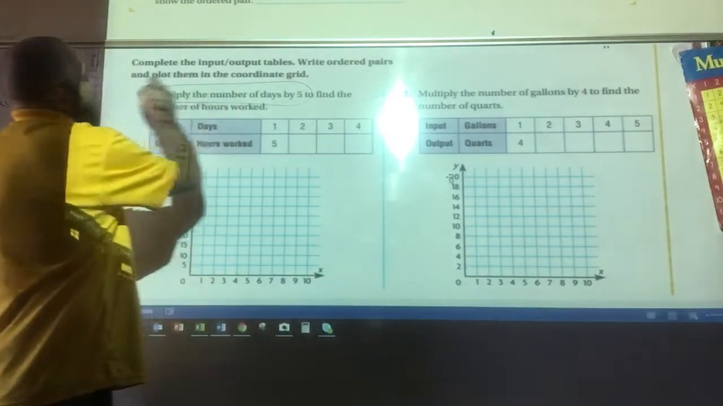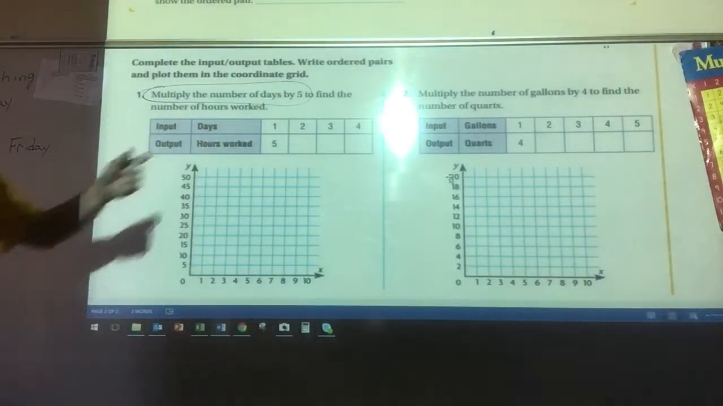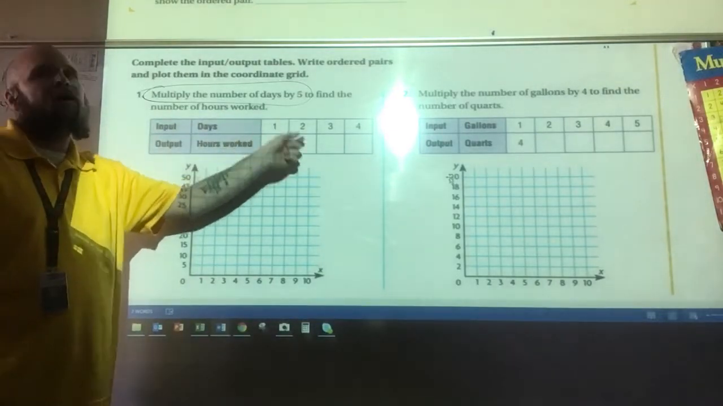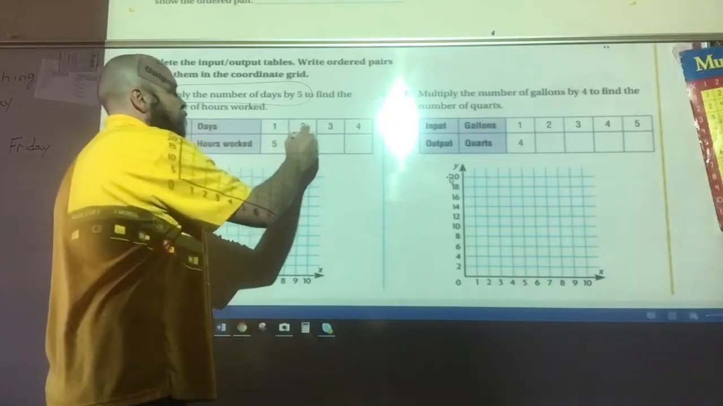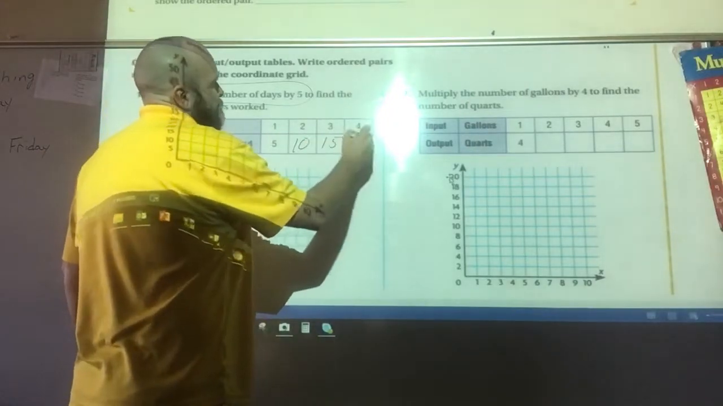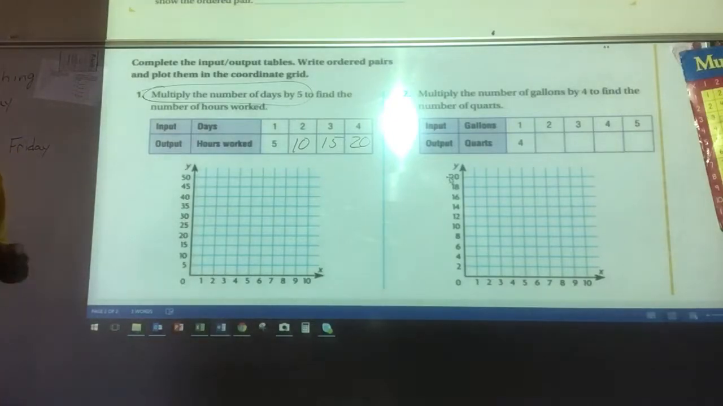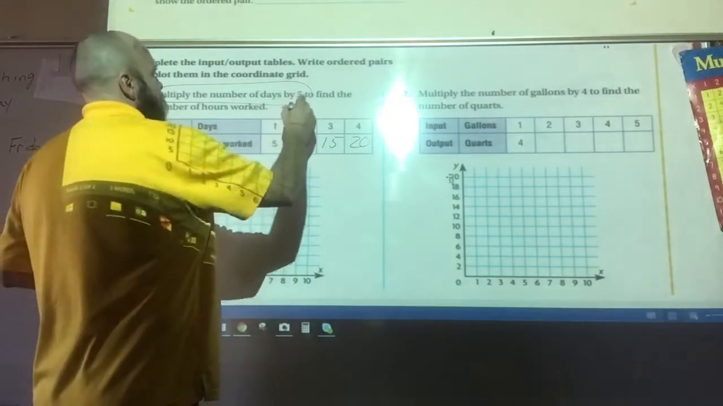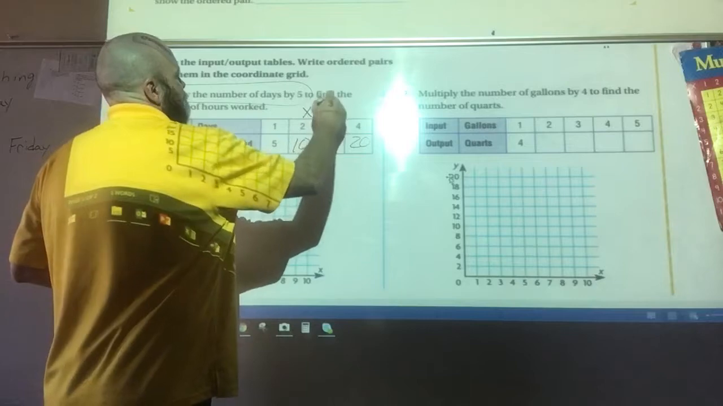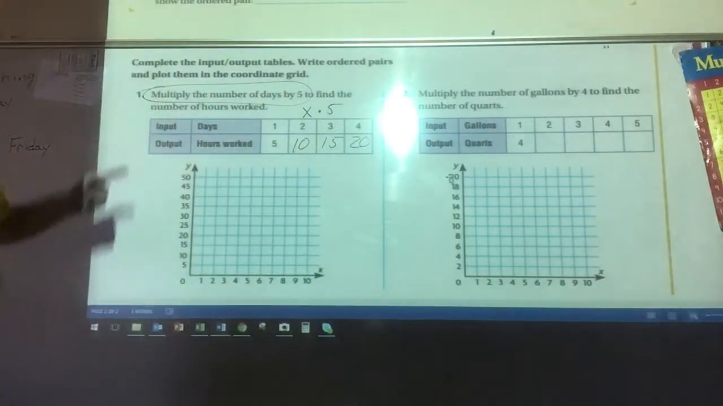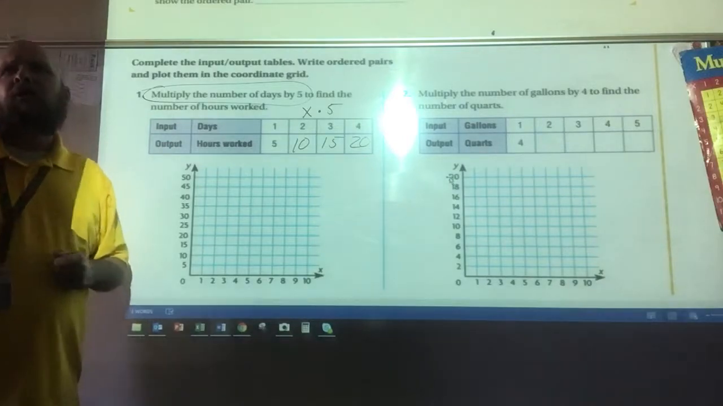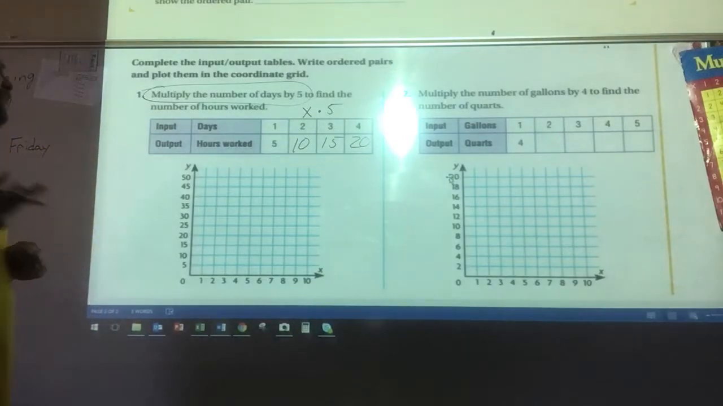Multiply the number of days by 5. 1 day is 5. 2 days? 10. 3 days? 15. 4 days? 20. What type of pattern is it? Multiplicative. So the x times 5 is our pattern, or the input times 5. So it's a multiplicative pattern, and it's multiplicative by 5.